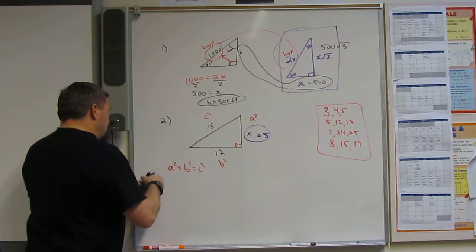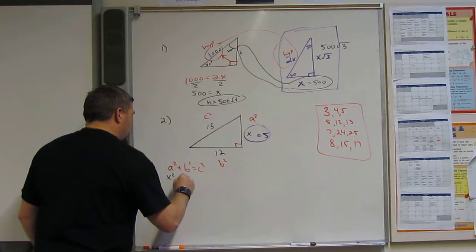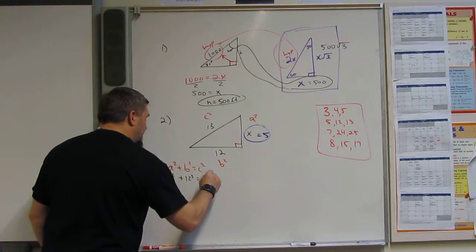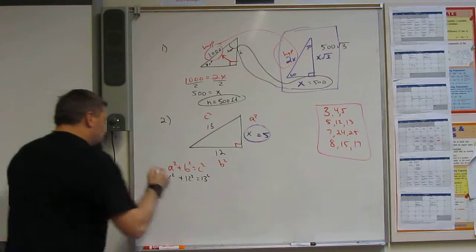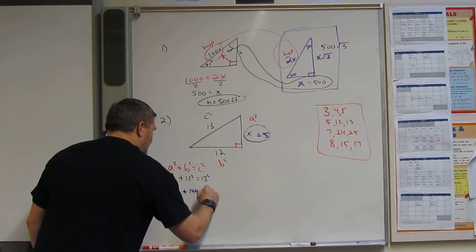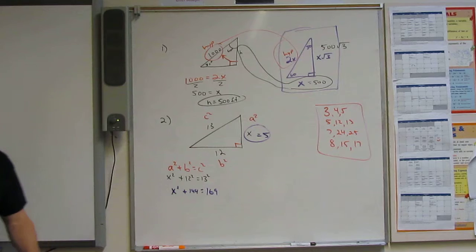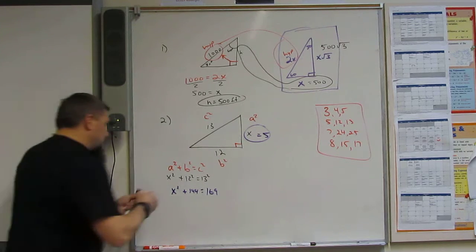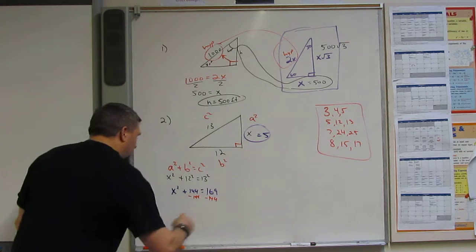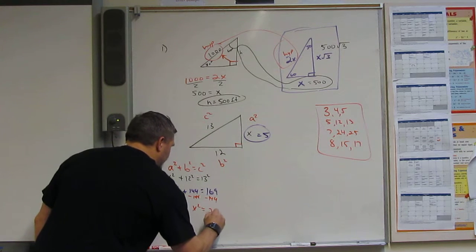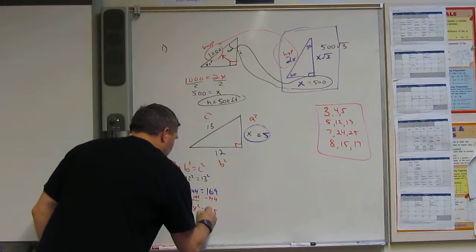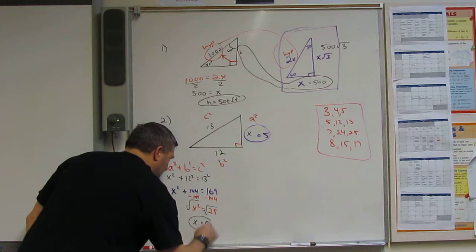So then x squared plus 12 squared equals 13 squared. So x squared plus 144 equals 169. Then I subtract 144, and I get x squared equals 25. So then I take the square root of both sides, and I get x equals 5.